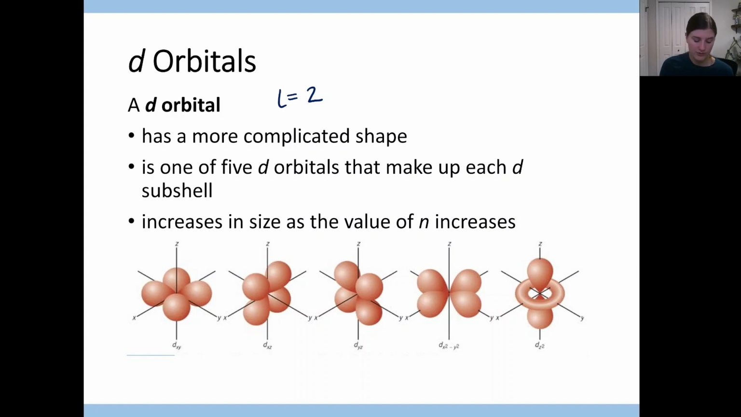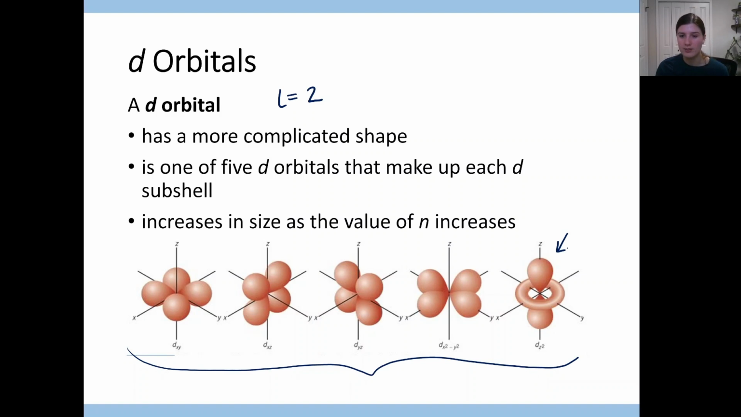So this shows the 5 different individual d orbitals that exist if you have an electron with a principal quantum number 2. 4 of them are the 4-leaf clover shape in different 3D space. And then one of them, this last one, is the dumbbell with a ring, or it kind of looks like a donut around the center.